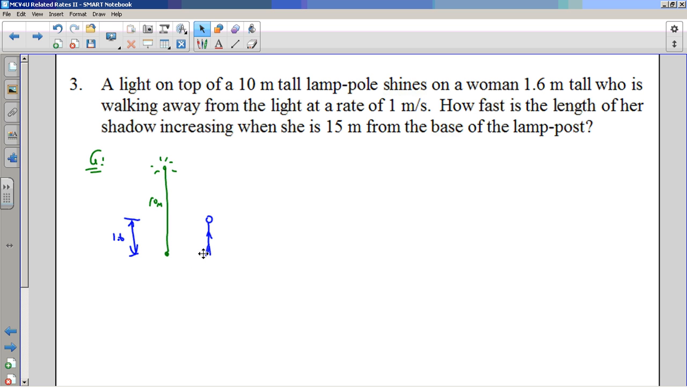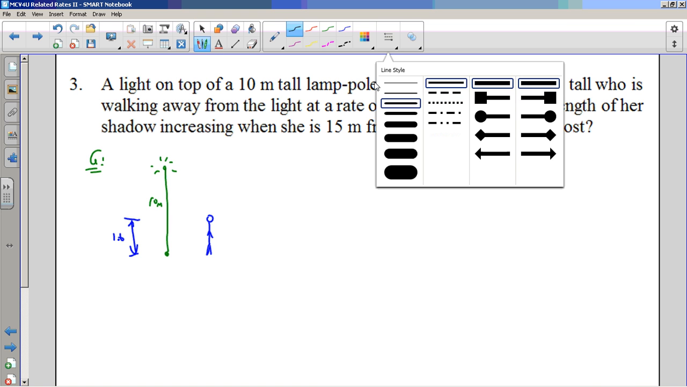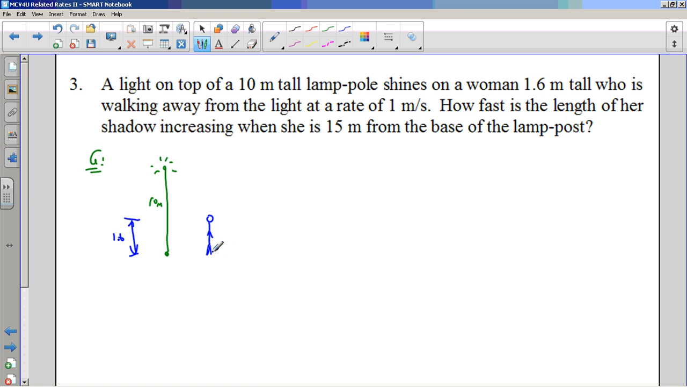1 meter per second. How fast is the length of her shadow increasing when she is 15 meters from the base of the lamppost? Well, first of all, where's her shadow? Well, it's on the ground, right? But it's not over here. Her shadow is blocked out. It'll be over here, right? There's her shadow. And when she moves over this way, the shadow will be on the ground, but maybe a little bit shorter, right? Because it shines straight down, like this, right?